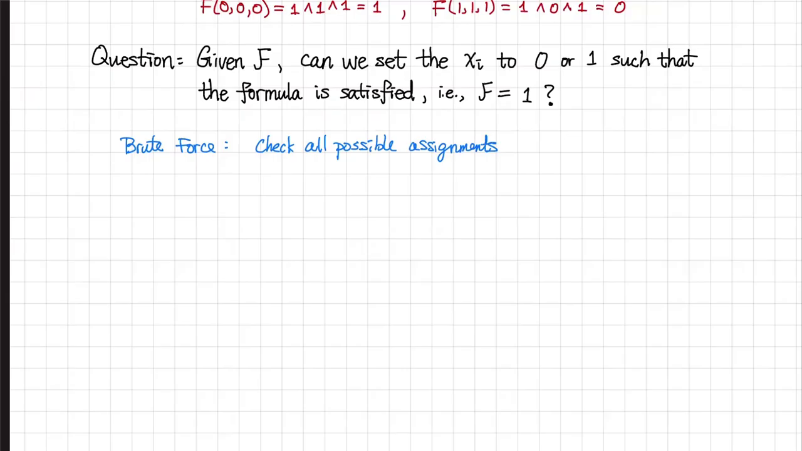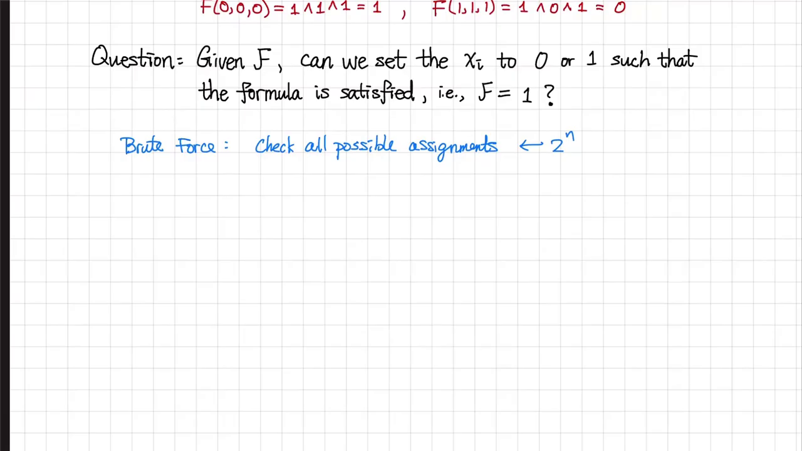How many possible assignments are there? You have 2 to the n. Why 2 to the n? We have n variables. Each variable can be 0 or 1 for each of the n. So I have 2 times 2 times 2, n of them, so 2 to the n.